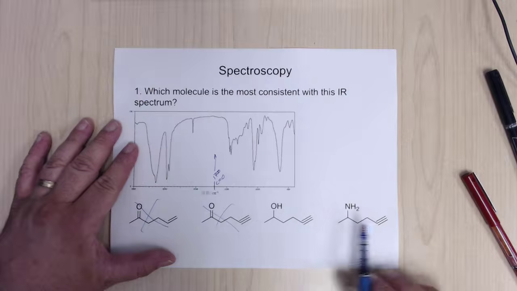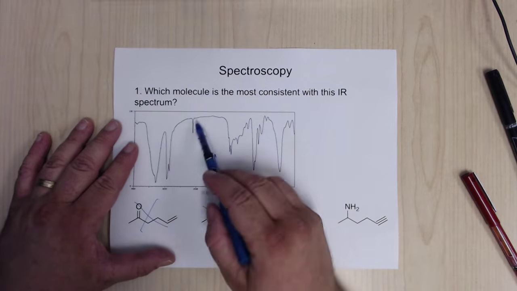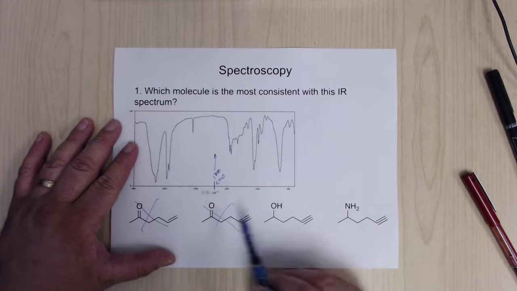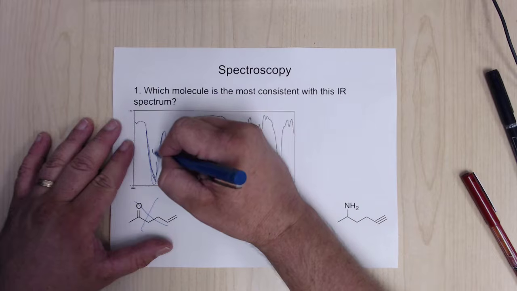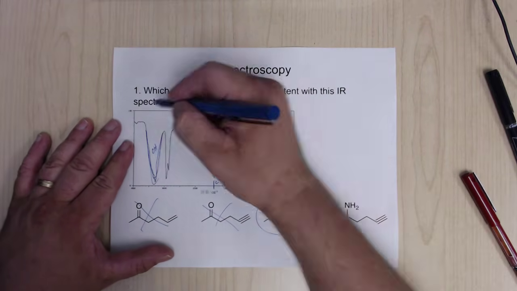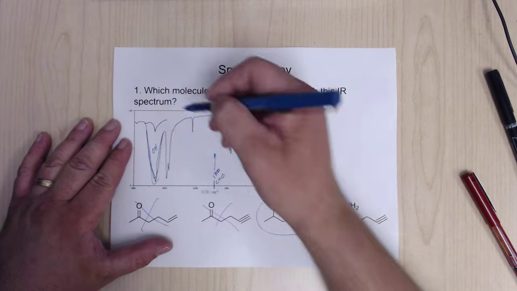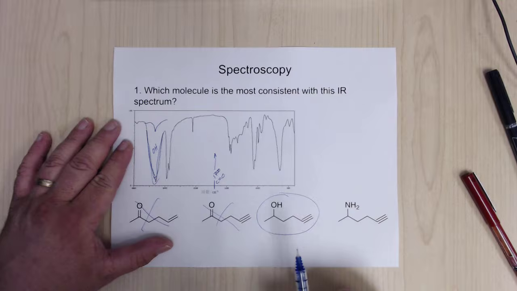Okay, so that leaves these two, and it doesn't really matter, that's the same. That's probably this and that. But notice how broad this is. That's very characteristic of an OH peak, so that would make it this one. NH peaks are typically fairly small. Some of them are in this region, but they're pretty small. So with that, that's what it is.